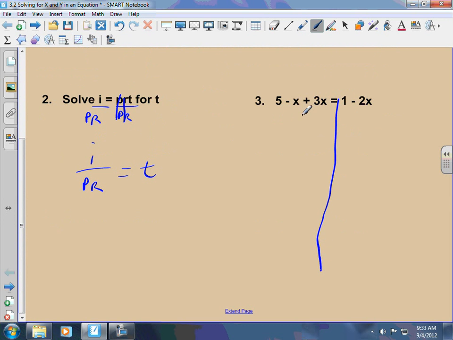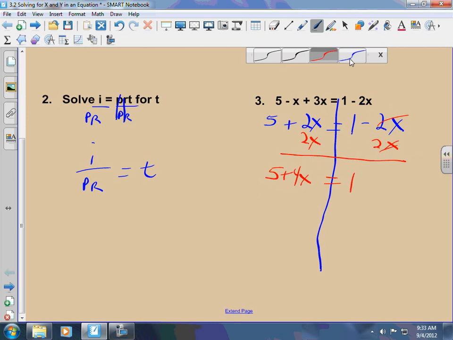Here I'm going to combine my 3x and my negative 1x. So 5 plus 2x equals 1 minus 2x. Now I'm going to move the smallest number with a letter first. That'll be my negative 2x. So I'm going to add 2x to both sides. 5 plus 4x equals 1, because this cancels.